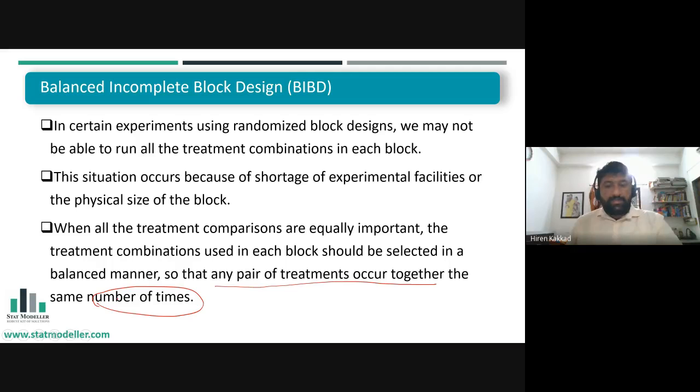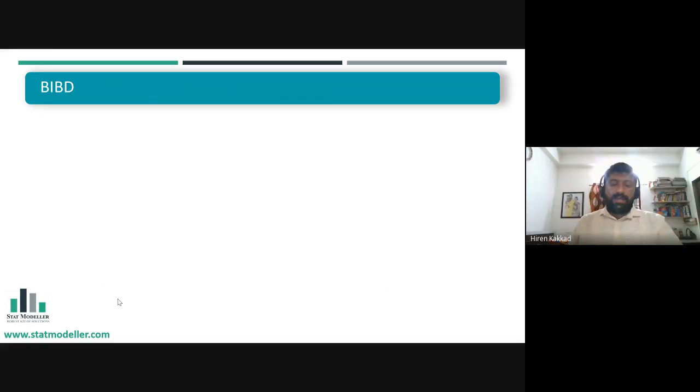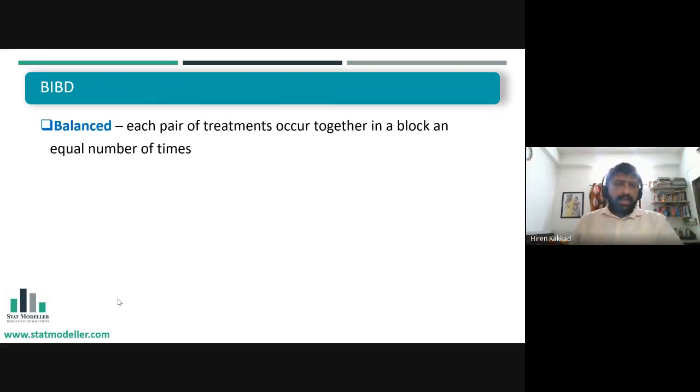That is what I just wanted to convey. Now let us have a postmortem of this terminology, that is BIBD. Let us try to understand each of the elements: balanced, incomplete, block, design.